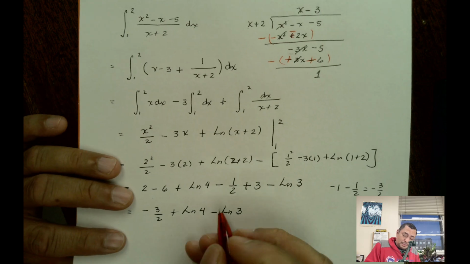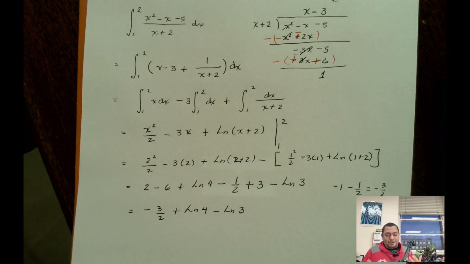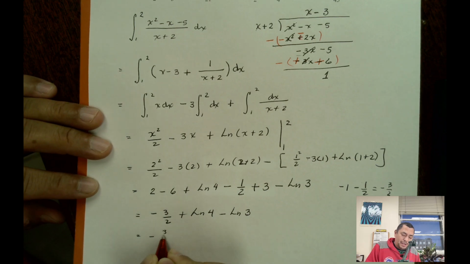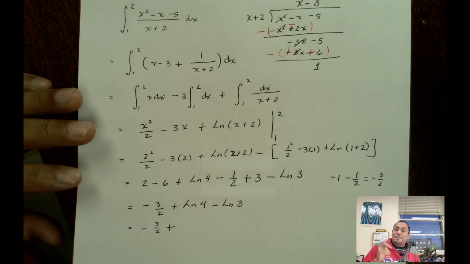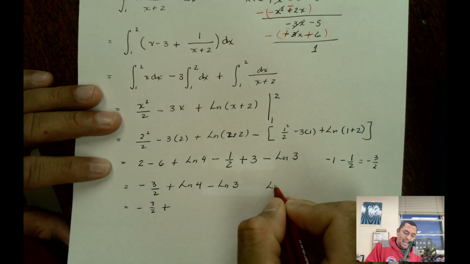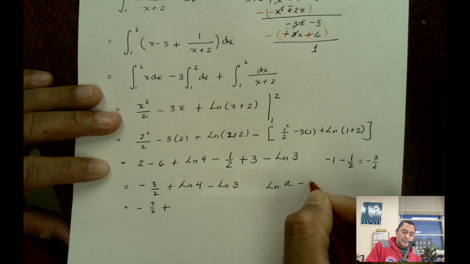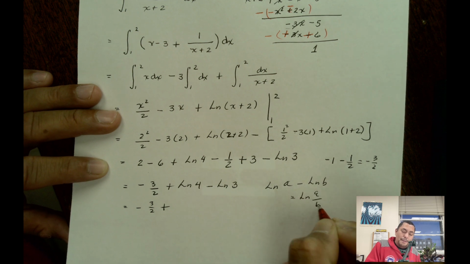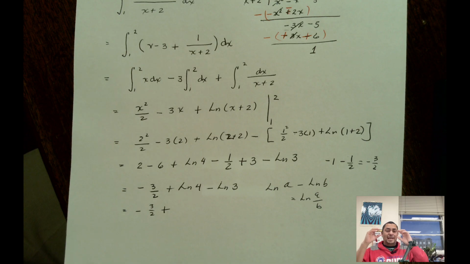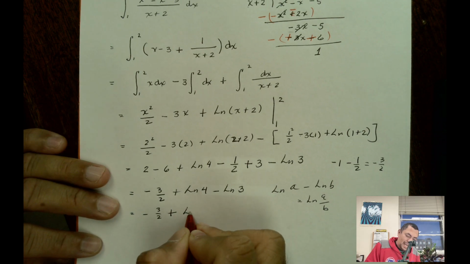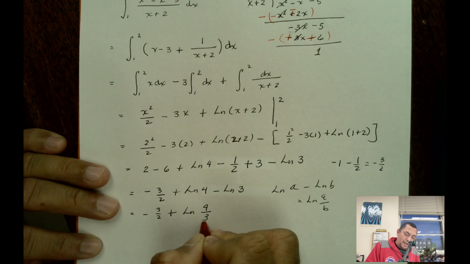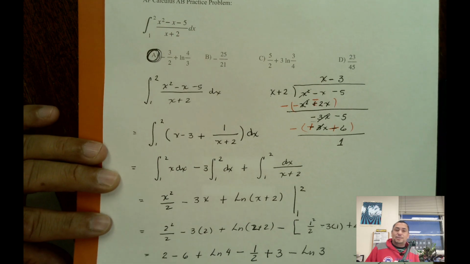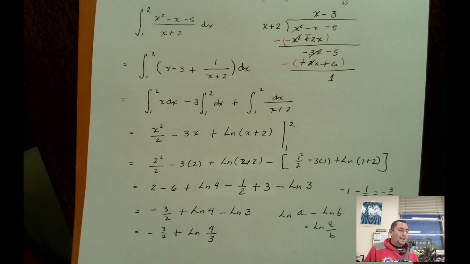But if you're not sure, or you need the fraction, and you have the time, we have negative 3 over 2 plus, remember the property of logs that says ln of A minus ln of B is the same as ln of A over B. A subtraction of logs is a division. So this one is ln of 4 over 3, and definitely my option A is the right answer for this problem.